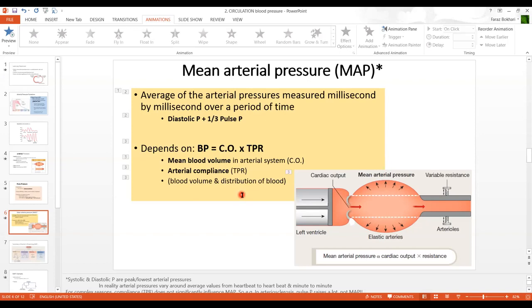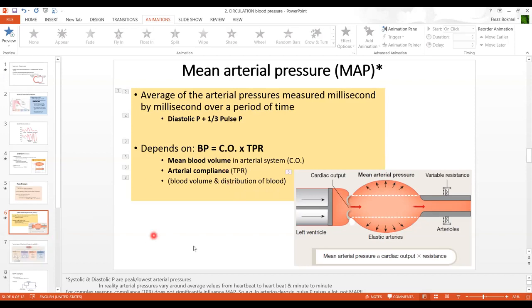You know, the whole blood volume is 5 liters, right? So out of this 5 liters, how much at any given time is in the arteries, and how much is in the veins? You know that veins have a reservoir function. They hold up blood as well, because they're also called capacitance vessels. So at any given time, what is the distribution of blood? This also affects blood pressure.